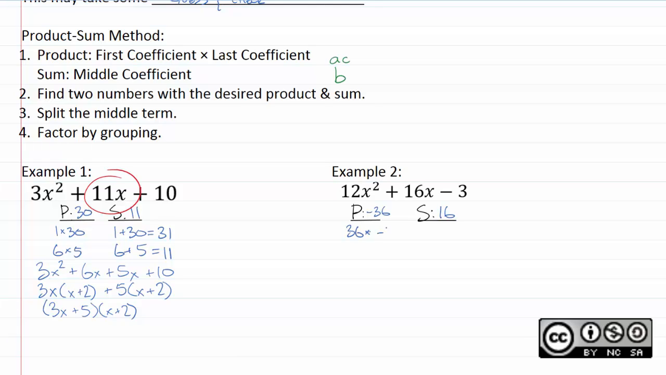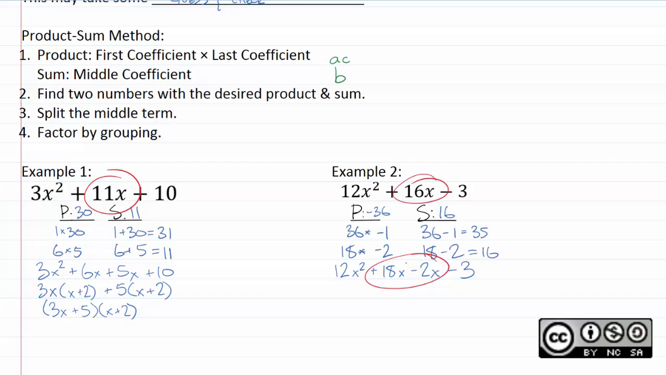If we have 36 times negative 1, 36 minus 1 is 35. That's not really going to help us. Let's try negative 2. Well, if I have negative 2 times 18, I have 18 minus 2, which is 16. Now we have a match yet again. Now we have a matching set, and that enables us again to do step 3, which is to split the middle term: 12x squared plus 18x minus 2x minus 3. So all I've done here is take 16x and write it using these 2 numbers that I just got, 18 and negative 2.